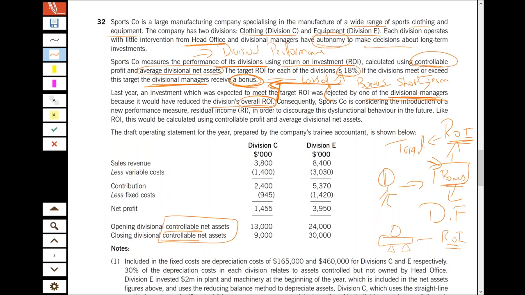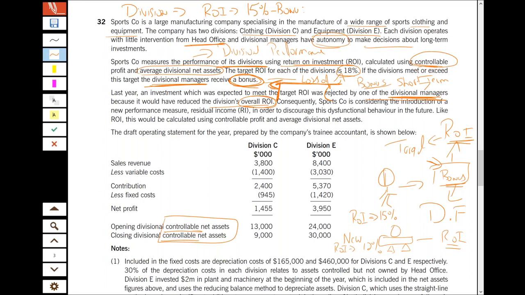Okay. Let me give you an example which has nothing to do with this scenario right now. For example, the ROI that the company needs to maintain is, for example, 15%. And there is a new investment that has an ROI of 12%. There is a division that has an ROI of 15%. And on this, managers are given bonus.